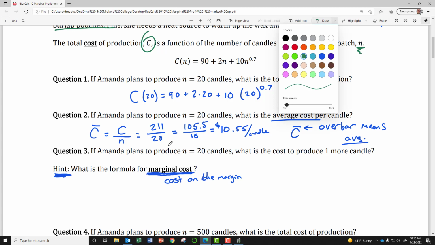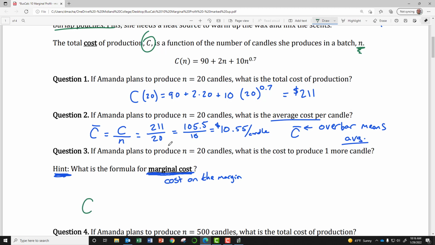But the marginal cost is going to be the derivative of the cost function. So for marginal cost, we use the symbol C prime to represent the derivative of the cost function. And so since this is our cost function, and we learned some rules for taking derivatives, I know the derivative of a constant, like that 90 term, is 0.